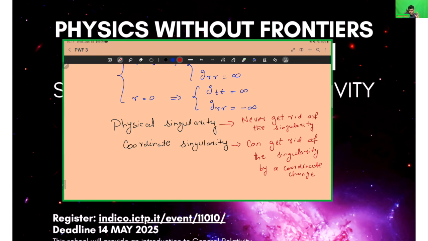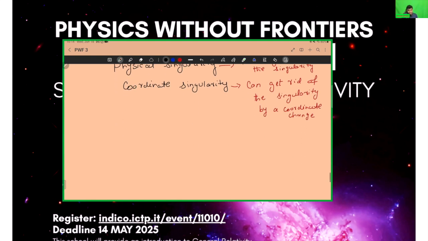right? So for example, let me give you an example for this. If you just talk about flat space time, just flat space time. So in flat space, if I write down the metric tensor for flat space in spherical polar coordinates, it's ds squared equals minus dt squared plus dr squared plus r squared d theta squared plus r squared sine squared theta d phi squared.